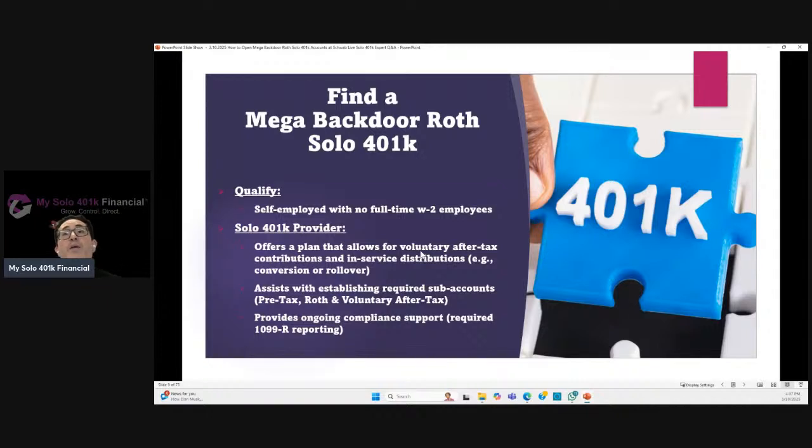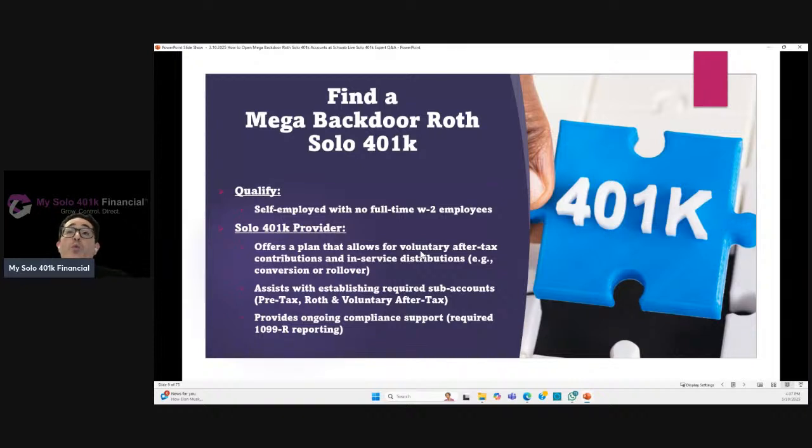So when you make a mega backdoor Roth contribution, it's a two-step process. You first deposit the voluntary after-tax funds into a voluntary after-tax account before they're moved over to either a Roth solo 401k or Roth IRA. So that's either the conversion or the rollover.